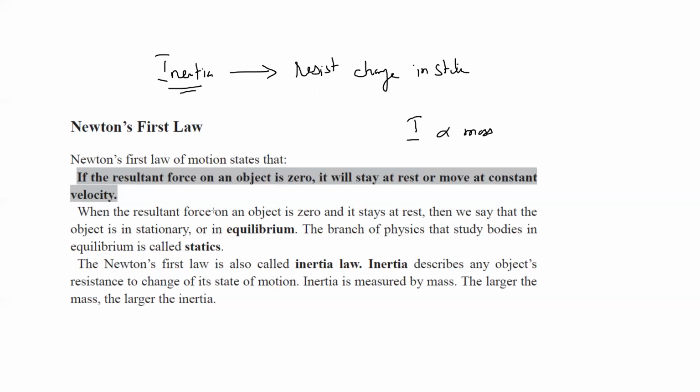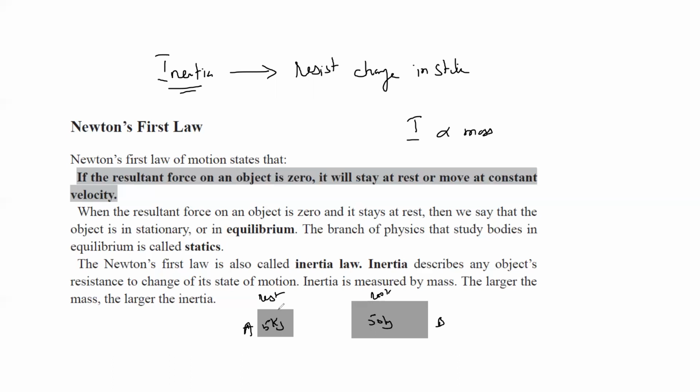So you have two objects. One is 5 kg, another one is 50 kg. Both objects are at rest, both are stationary. Which object will be difficult to move? A, 5 kg, or B, 50 kg? Which object will be difficult to move?